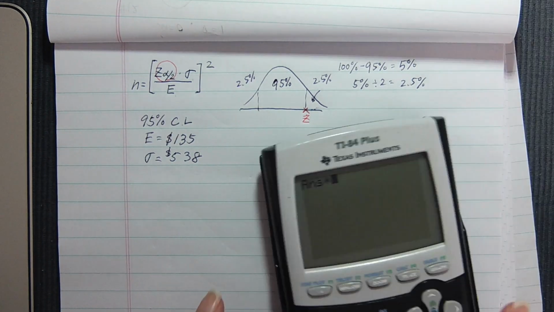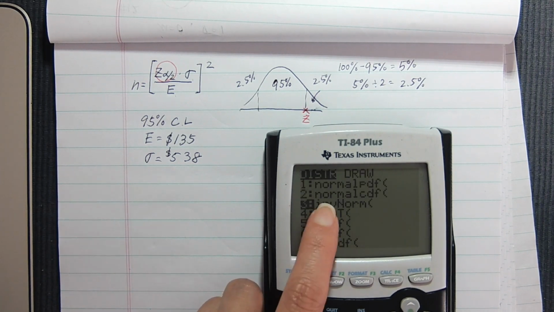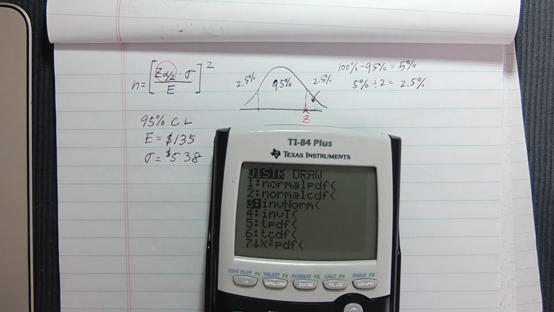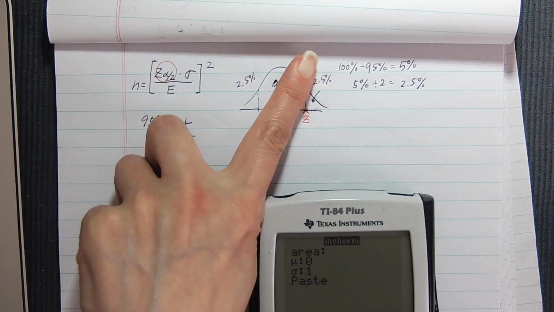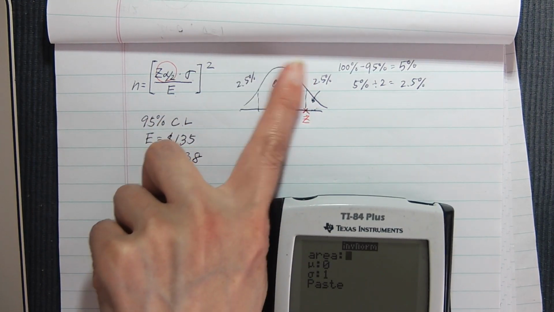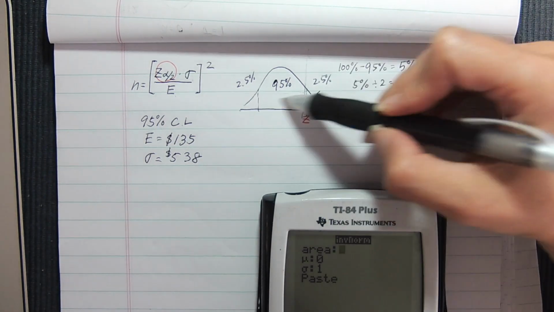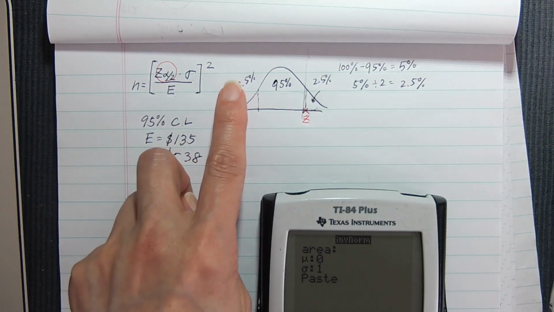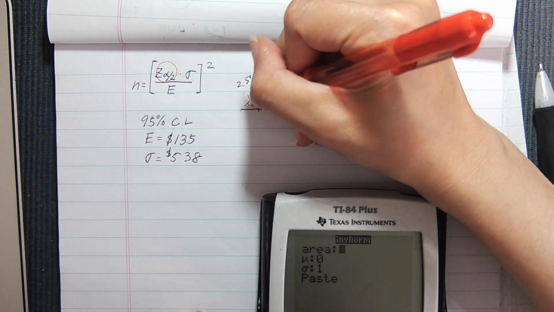Again, you have to go inverse norm, right? Because this is the point. Inverse norm, and how do you type it? What's my leftover left side area? What's the left side area? What's this area? It's 95% plus 2.5%. Right? This is a 2.5% area too.